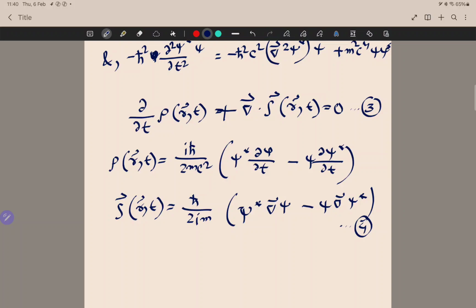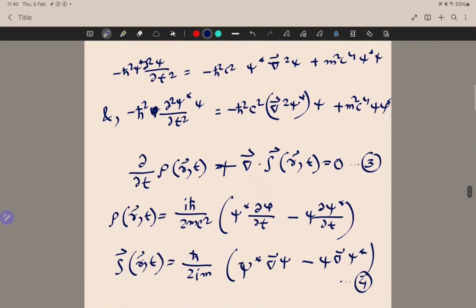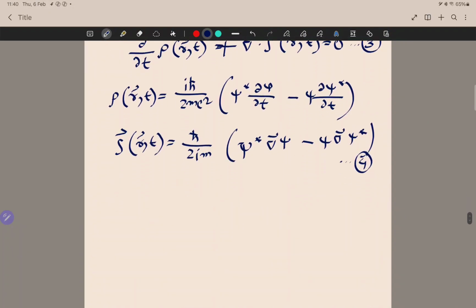The expression for ρ is not quite the non-relativistic one, which is mod ψ square, a positive probability density. Here is equation 2 restricted to the positive energy solution. We have ψ equal to e to the power i(k dot r vector minus Et) divided by ħ.